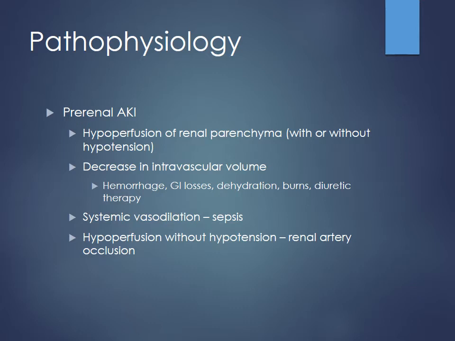So also the systemic vasodilation, so sepsis is probably the most common cause for this one. The vascular endothelium gets very leaky. There are third spacing fluids outside of the vascular space, and so that can be another big reason for hypoperfusion. And then sometimes you can even have things like renal artery occlusion. This is where you can have things like ACE inhibitors and NSAIDs affecting the blood flow to the kidney itself, rather than specifically having a total volume depletion.